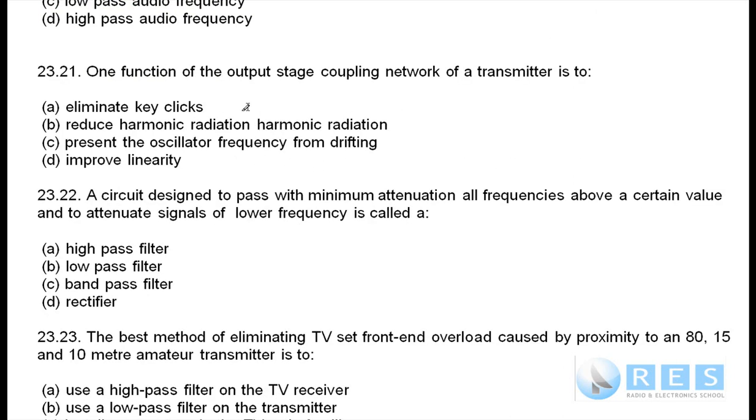23.21. One function of the output stage coupling network of a transmitter is to, that's a pi or L coupling network in the output of a transmitter. It does match impedance, but it also reduces harmonic radiation because that filter in the output coupling network is a low-pass filter.